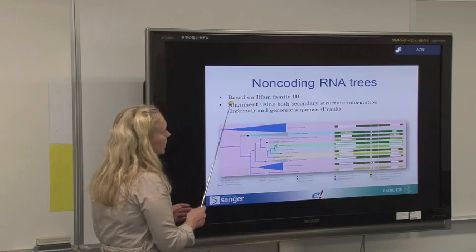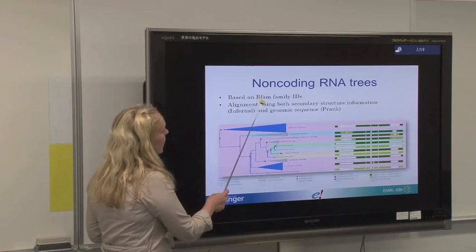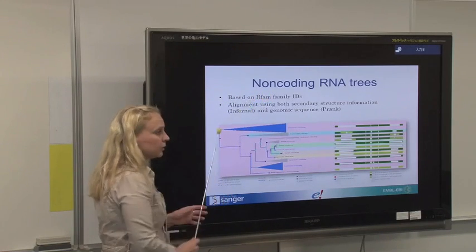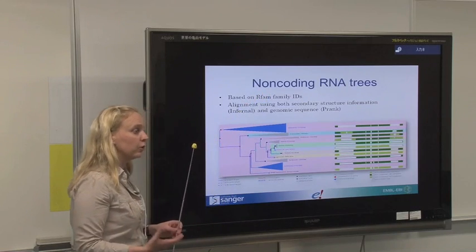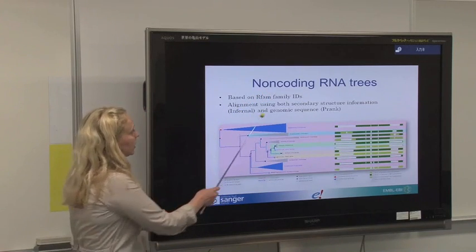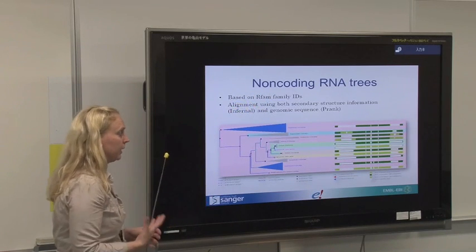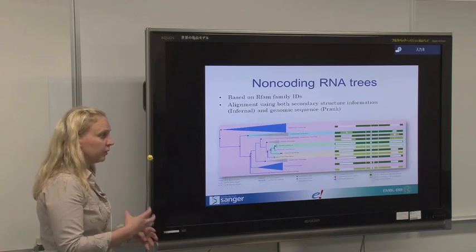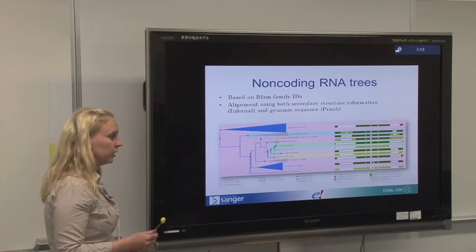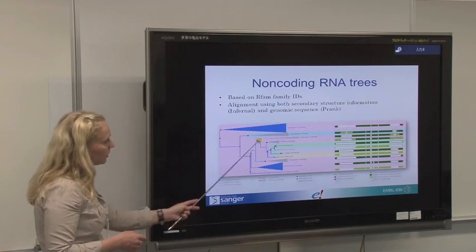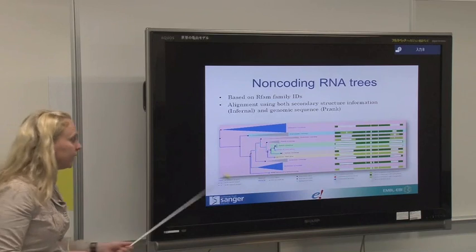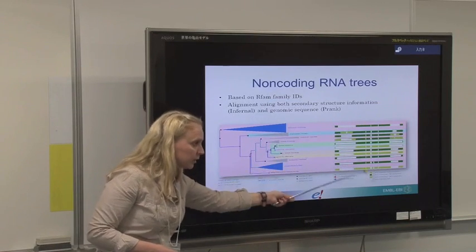So the clustering starts from our RFAM database, which is one of the biggest databases for non-coding RNAs. So they do the clustering for us. All we do is the multiple sequence alignment and inference, and also check for the important secondary structure properties. And the tree looks very similar here. In this case, it's obviously not protein, but RNA.